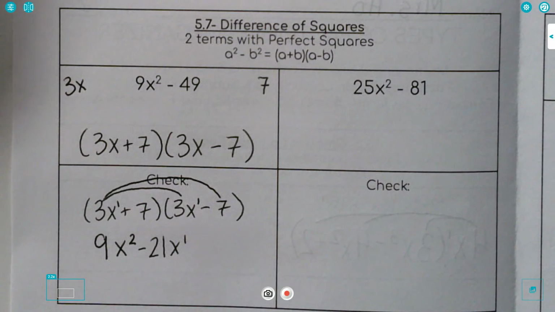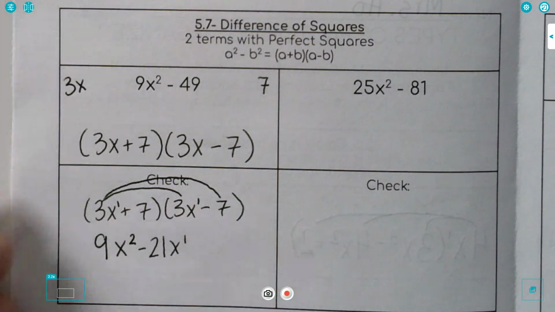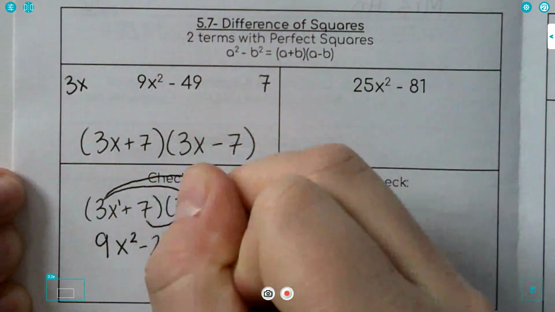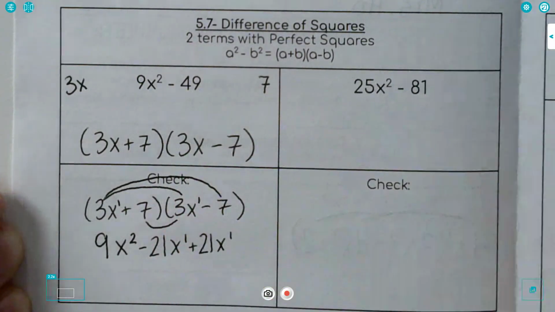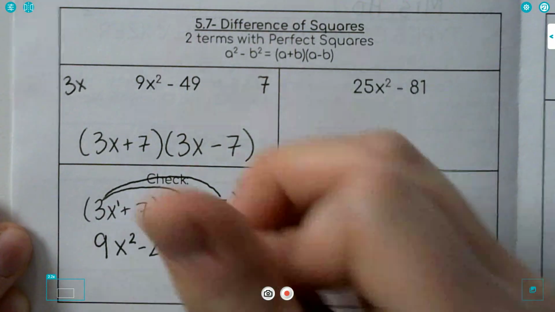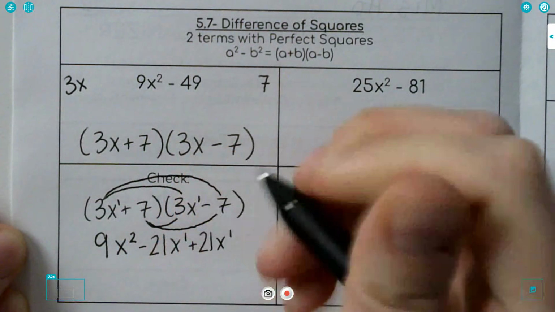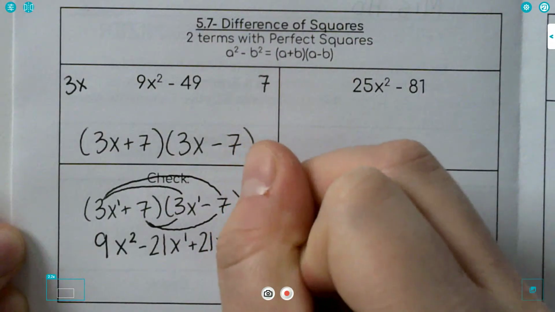Okay. Then I need to multiply my 7 by everybody. 7 times 3x to the first. 7 times 3 is 21, and I still have my x to the first. And then 7 times negative 7 is negative 49.